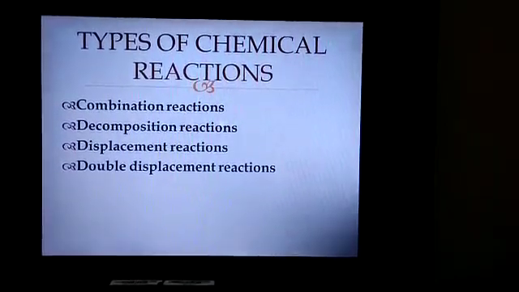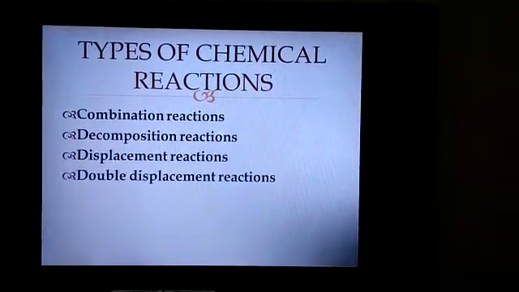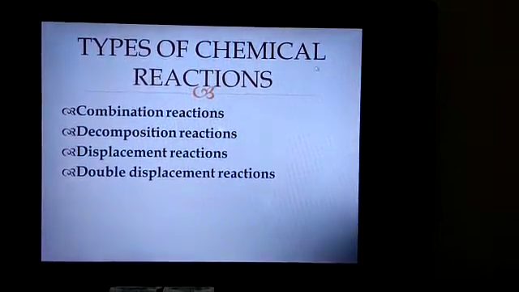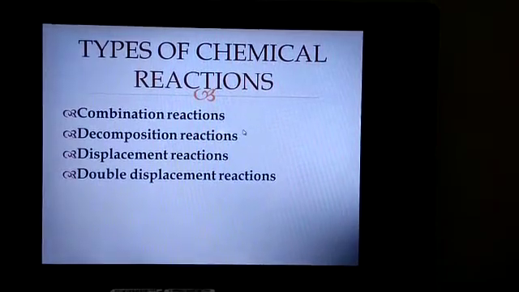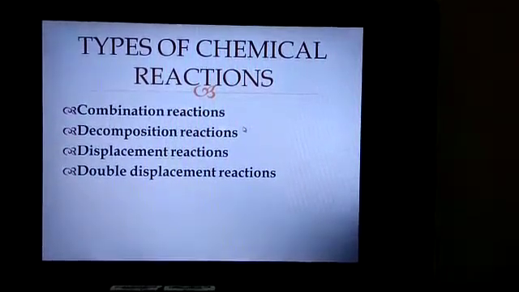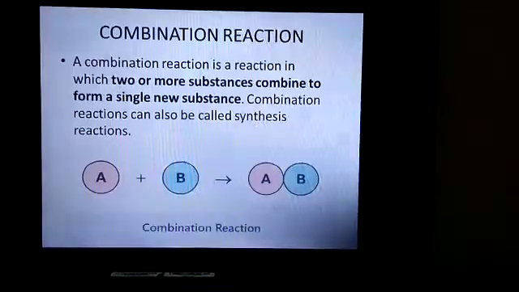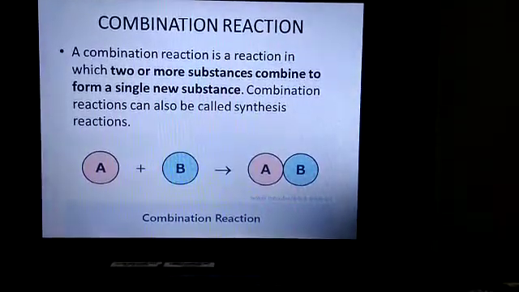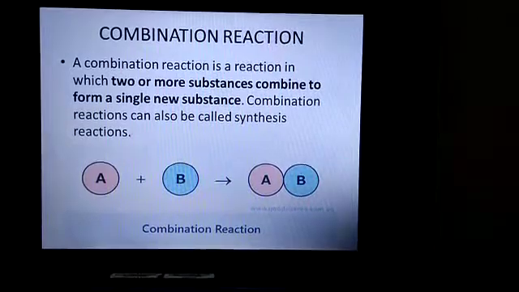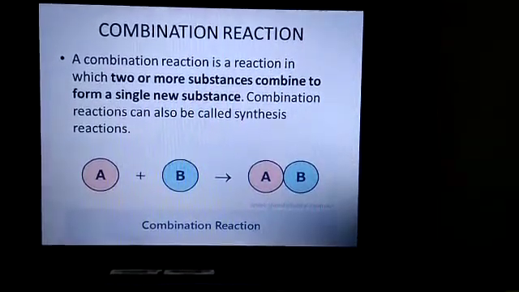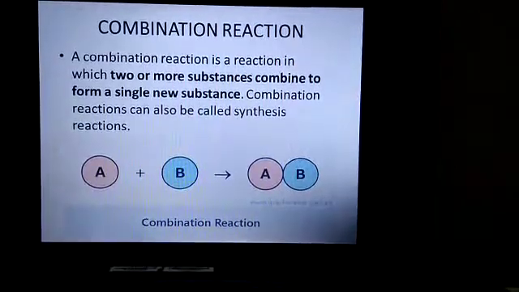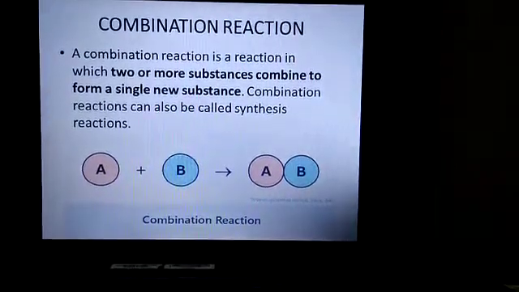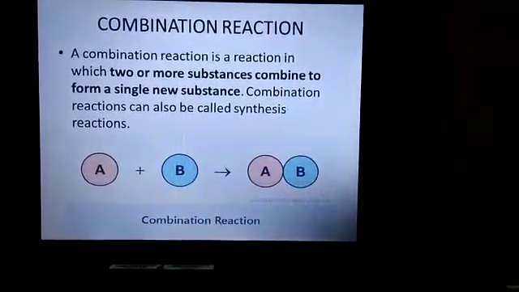In your syllabus, you will study about the first 2 reactions, that is combination reactions and decomposition reactions. So first see today about the combination reaction and decomposition reaction. So first one, combination reaction. A combination reaction is a reaction in which 2 or more substances combine to form a single new substance. And combination reaction is also called synthesis reaction.